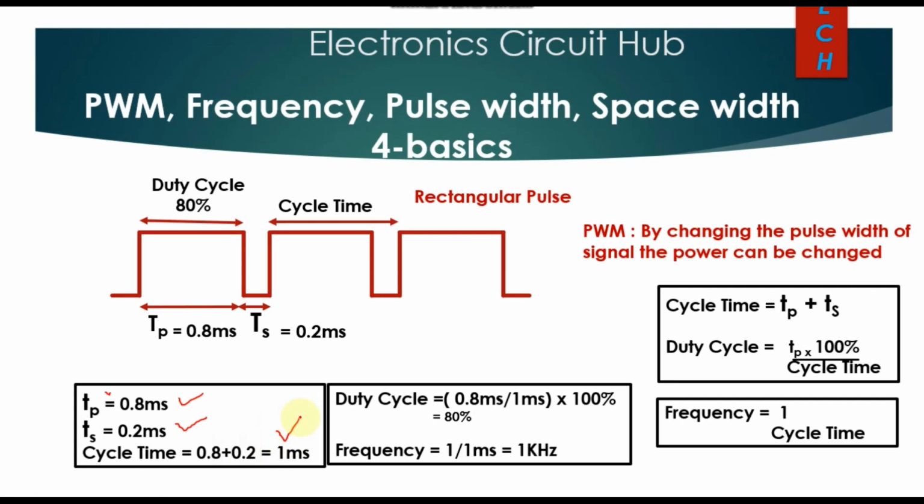Now you want to calculate the duty cycle. Duty cycle equals TP divided by cycle time into 100%. TP is 0.8 millisecond and cycle time is 1 millisecond. If you calculate this, you will get duty cycle of 80%. Now if you want to calculate the frequency, it equals 1 divided by cycle time. So 1 divided by 1 millisecond, that means 1 kilohertz.